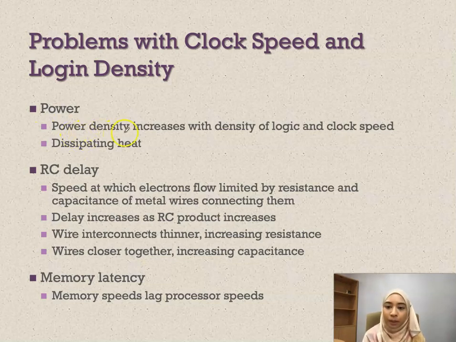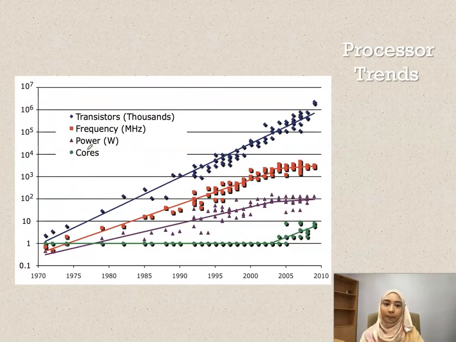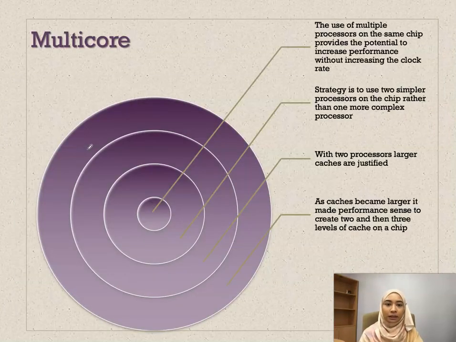And then for power, the power density increases with density of logic and clock speed. Something to think about as well. The higher the power that you use, the more heat that you need to dissipate. So how do you design something that dissipates heat effectively? These are all the problems that you need to be aware of when you want to design your processor, your computer. So this is processor trends. We've talked about this before. And now I would like to talk about multi-core.